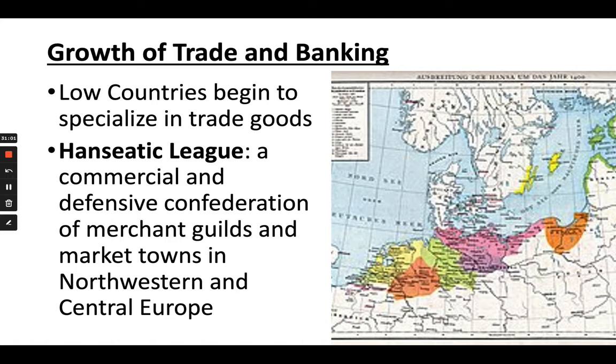Money begins to replace the bartering system, and banking and insurance systems emerge. So the Medici family will operate out of Florence running banking. And in Northern Europe, you have the Hanseatic League, which is a confederation of merchant guilds in cities in Northwestern Europe. Don't worry too much about the Hanseatic League. It's not going to show up on your exam. Just know it as an example of a trade network in Northern Europe. That's the main thing to focus on for the Hanseatic League.